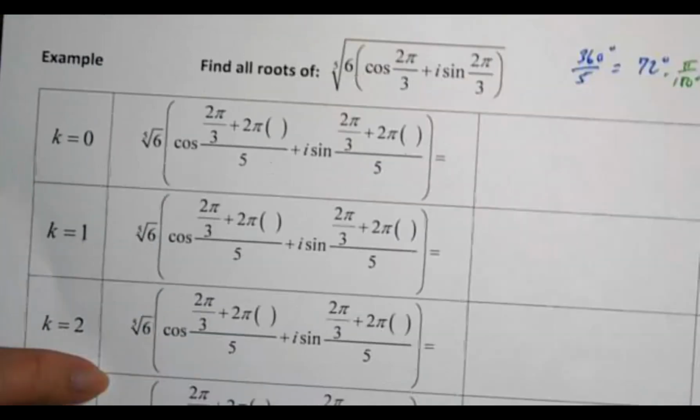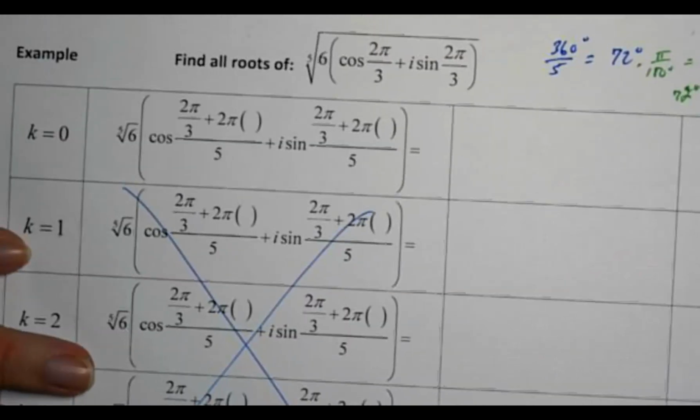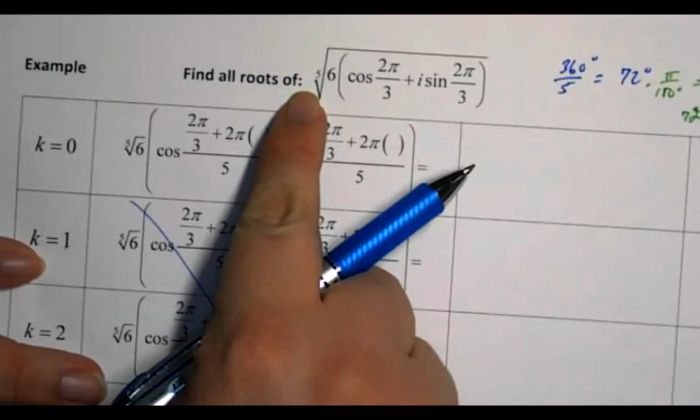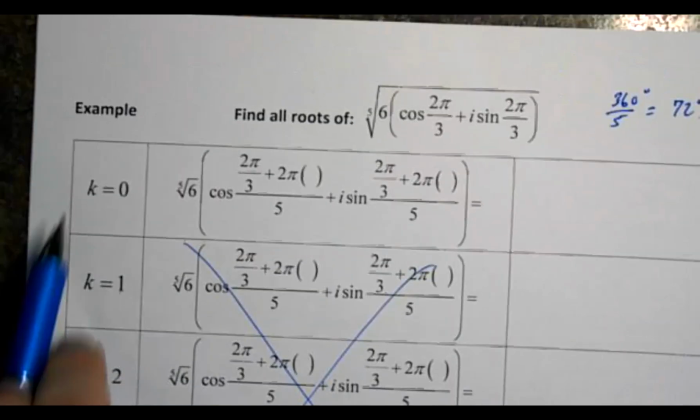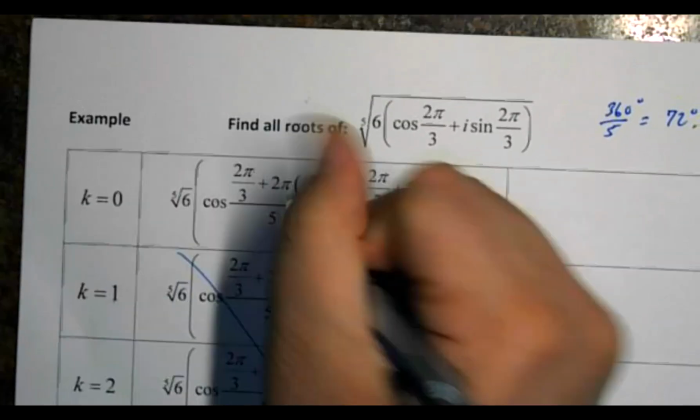So all of this, we don't need it. Don't need to do all that. Just need to know how many roots am I going to have. I'm going to have 5, so I know to stop after I have 5. I have to do this first one, k equals 0.